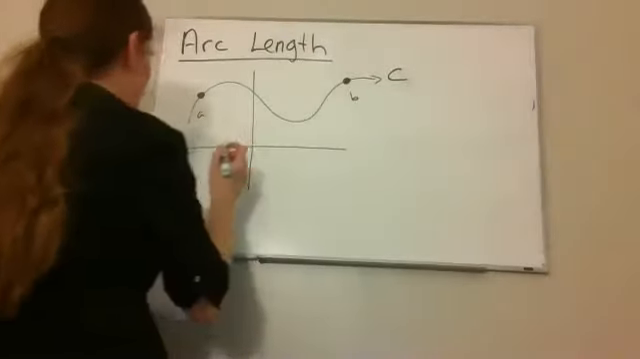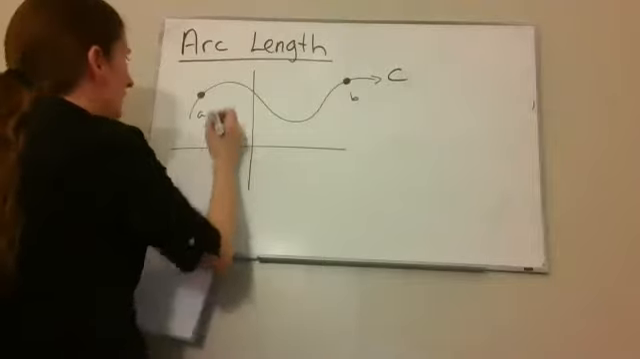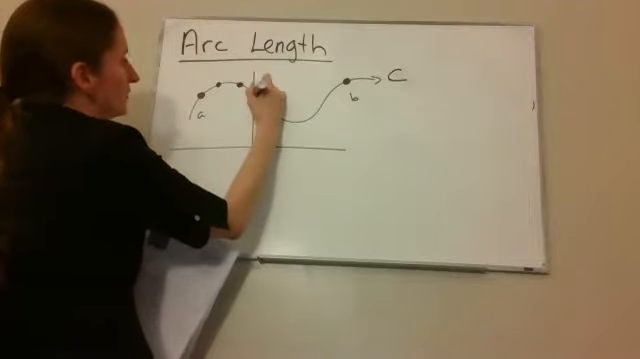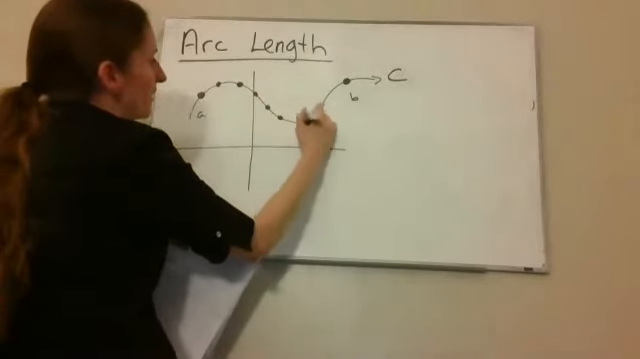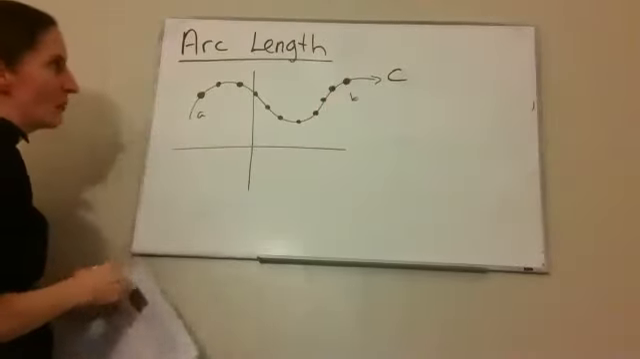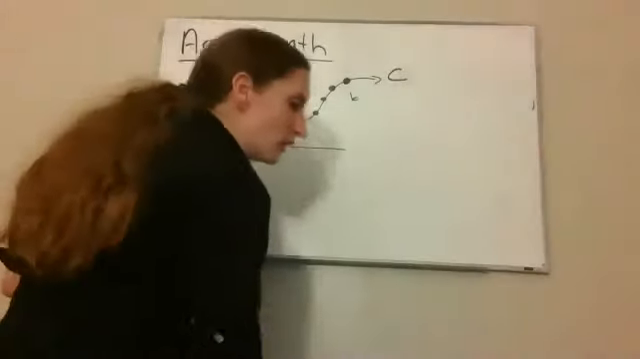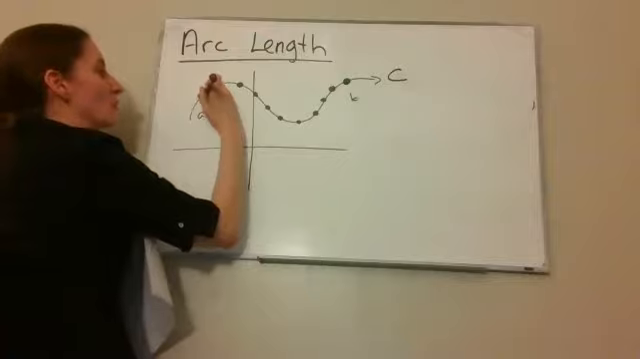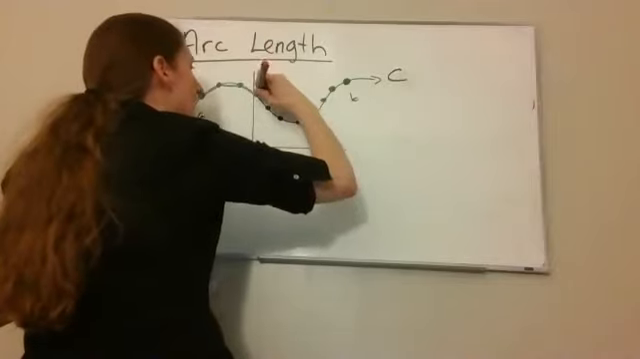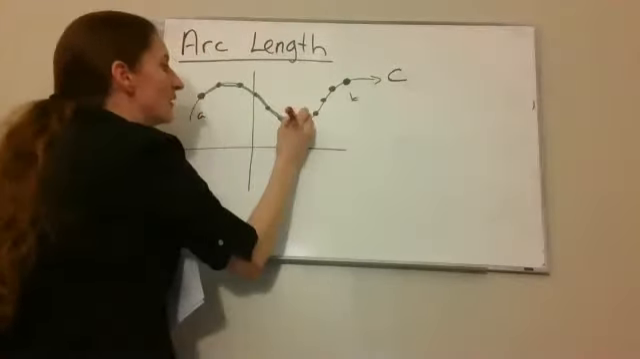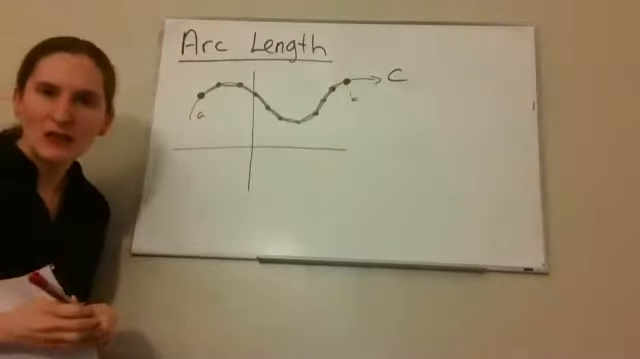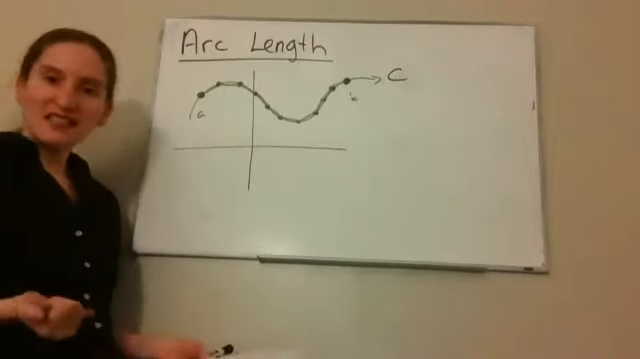So we need to divide this A to B interval into lots of little subintervals. I'm just going to do an example. Here I'm dividing this up into a bunch of little pieces. And then on each piece, we can approximate the length of that piece using a straight line. So I'm going to just use green here to draw straight lines between all of these points. And you can see that's pretty close to our curve. It's not perfect, but that's the idea of what we're going to do.